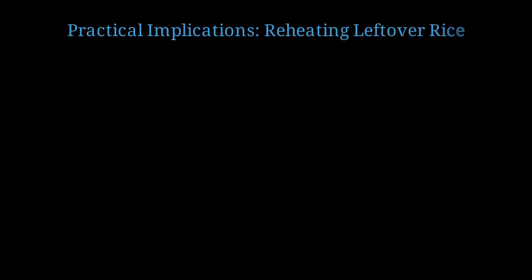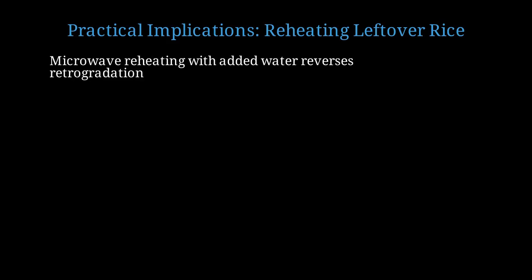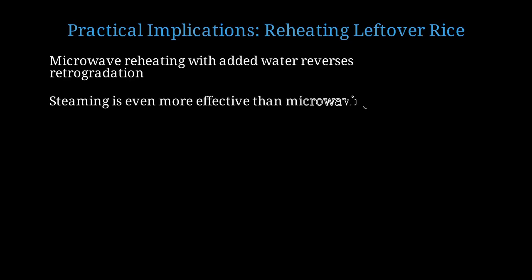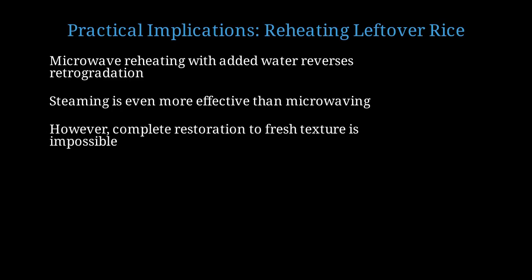These principles have practical implications for reheating leftover rice. Understanding the physics helps us restore desirable texture. Microwave reheating with a small amount of added water can partially reverse retrogradation. The added energy and moisture disrupt the reformed crystallites. Steaming is even more effective because it provides both heat and continuous moisture. This more completely regelatinizes the starch. However, complete restoration to the original fresh-cooked texture is impossible. Some irreversible retrogradation and moisture loss have occurred at the molecular level.